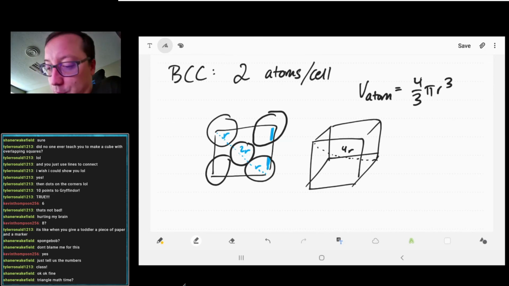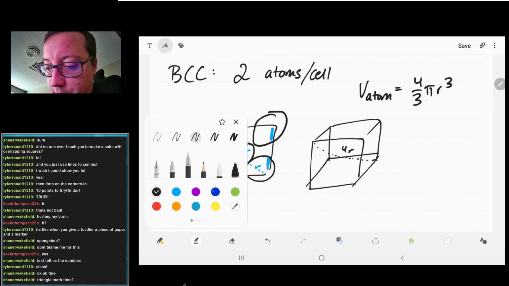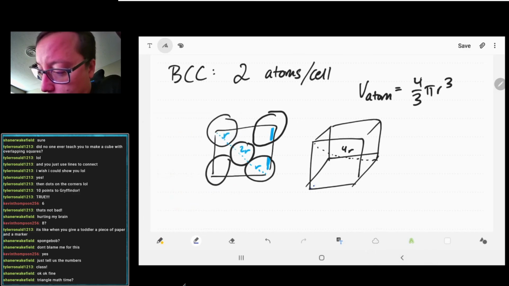So we're going to have to first figure out what this one is going to be, and then from that, we can figure out what our A is going to be. We know that A is the length of the side of our cube, but we don't know what this X is. So we're going to have to use our geometry knowledge here.